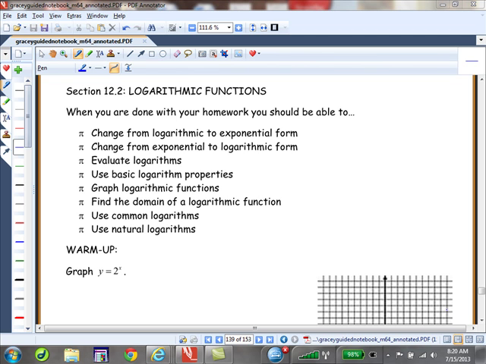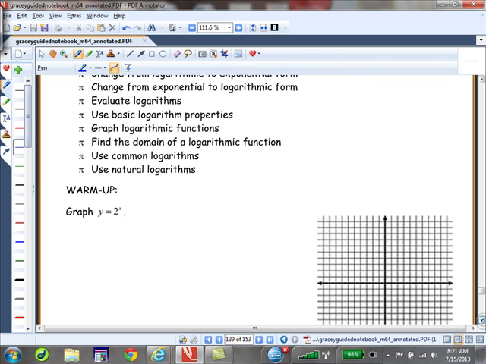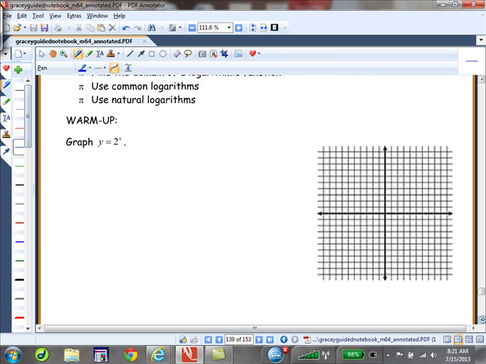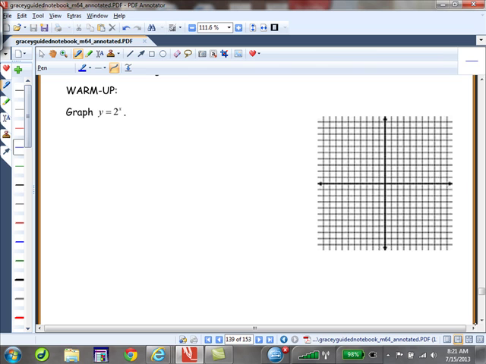So listed up there is all the good stuff we're going to be learning today. Let's get started with a warm-up here. Graphing y equals 2 to the x. Pause the movie and give this one a try.